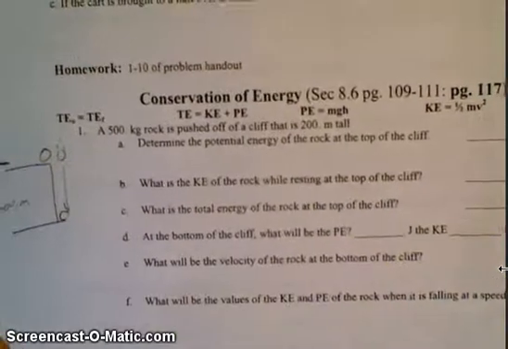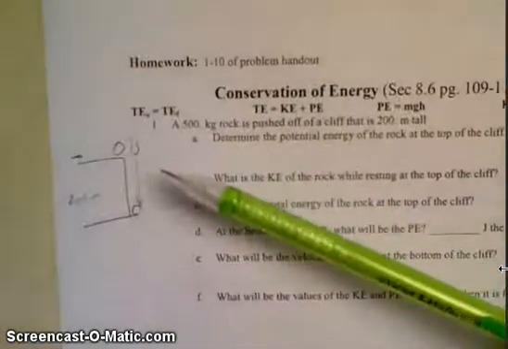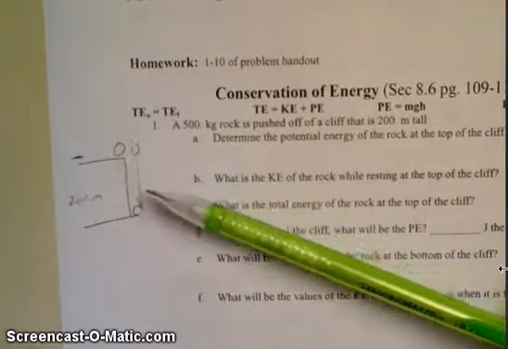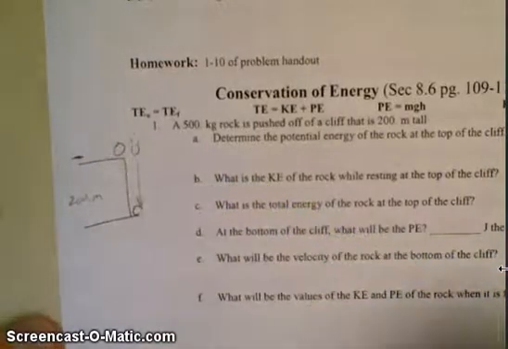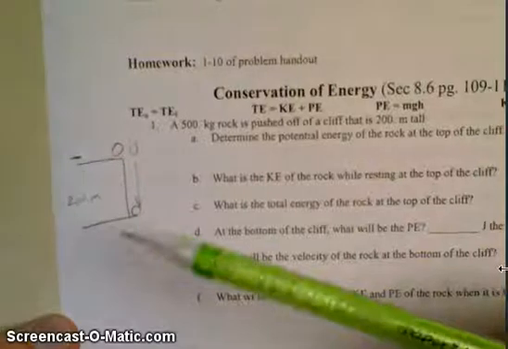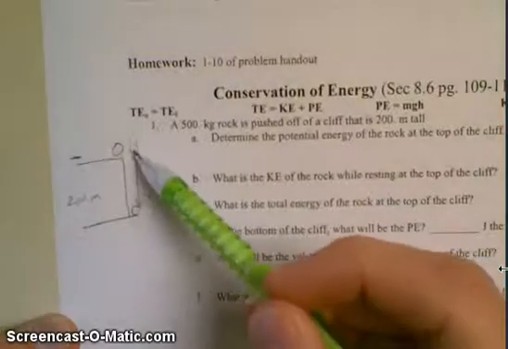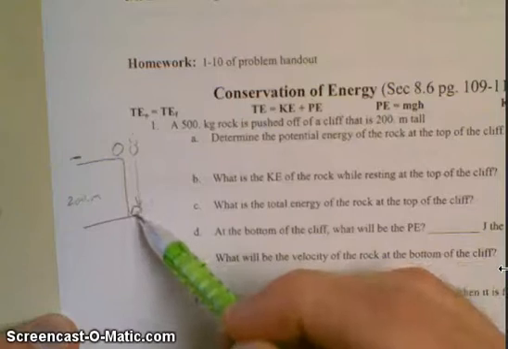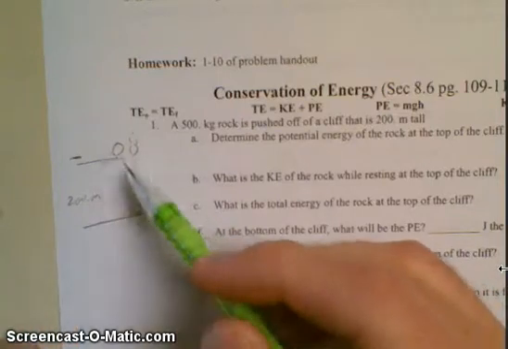So I've drawn a picture over here off to the side. I'd encourage you to do that on all of these problems from here on out. It just makes it a little bit easier to visualize what's going on. At the top, we just have a rock and it's pushed off, so it starts to accelerate as it falls down and hits the ground. Now let's just kind of initially figure out what's going on.